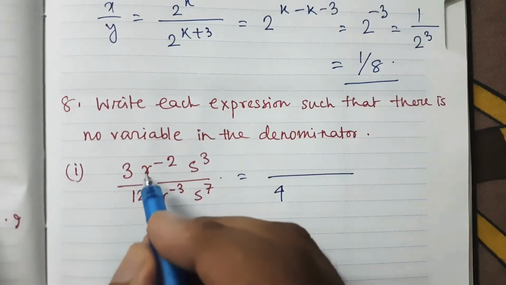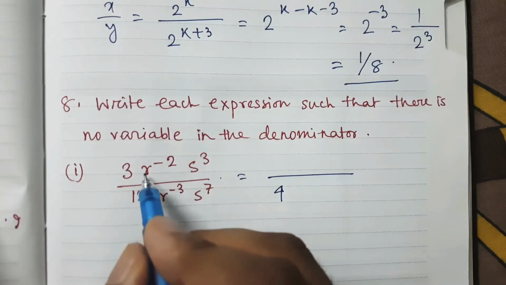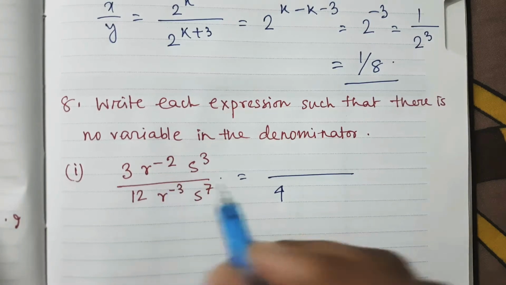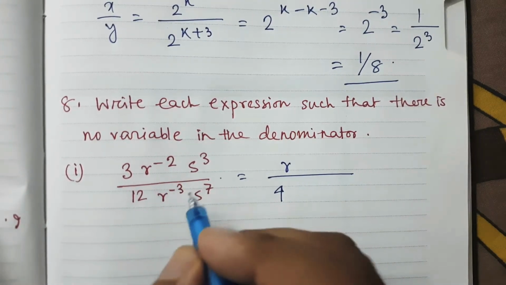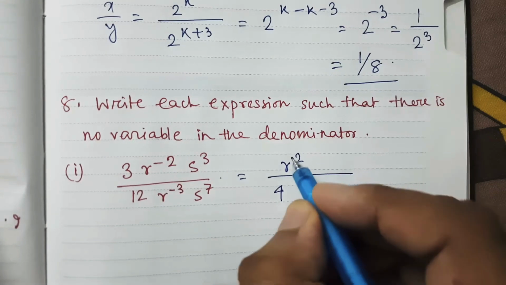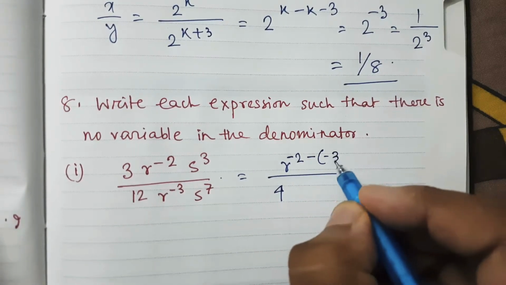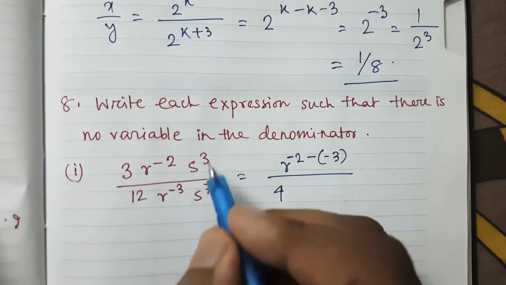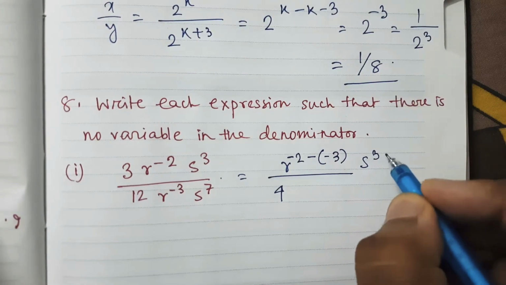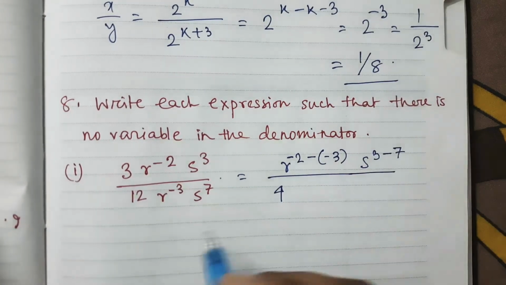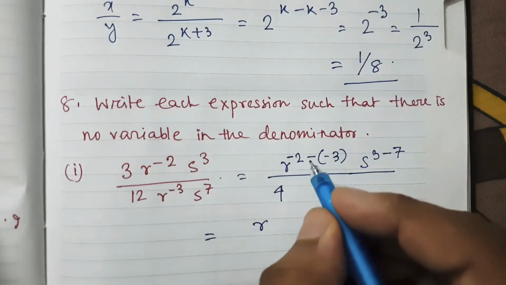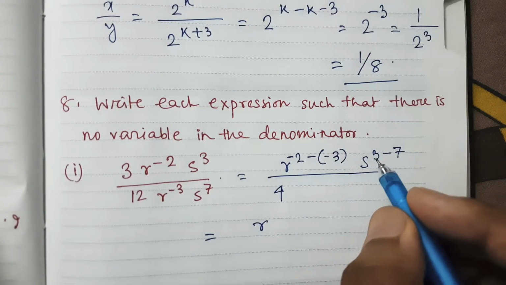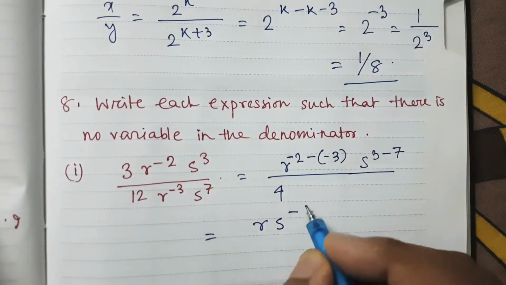Now for this term and this term, you can apply formula number 5 because the bases are equal and the powers are different. So r to the power minus 2 minus of minus 3. So minus 2 minus of minus 3. And for these two terms, the same formula can be applied because the bases are the same and the powers are different. So s to the power 3 minus 7. Now finally, minus and minus is plus, and then it will be 1 only. And for s, 3 minus 7, so s to the power minus 4.